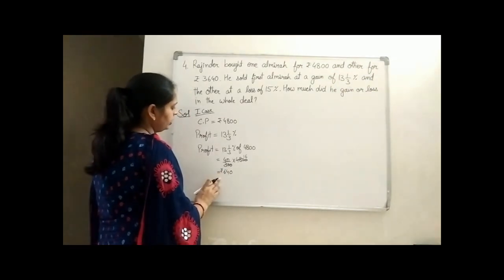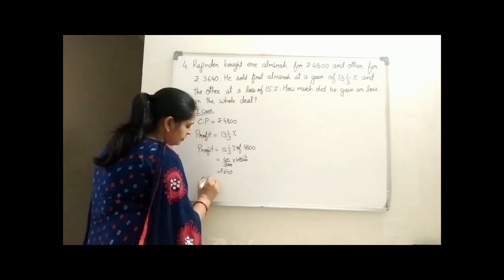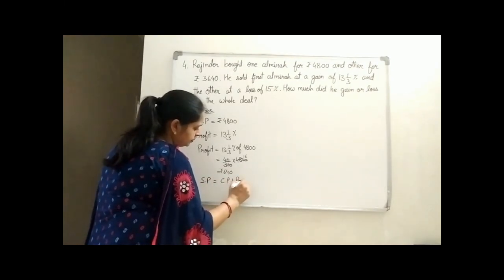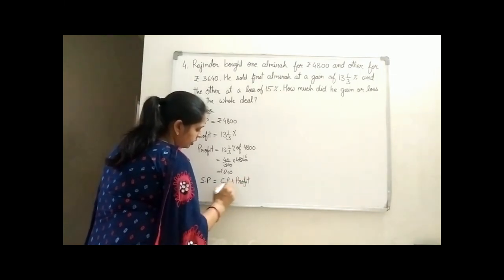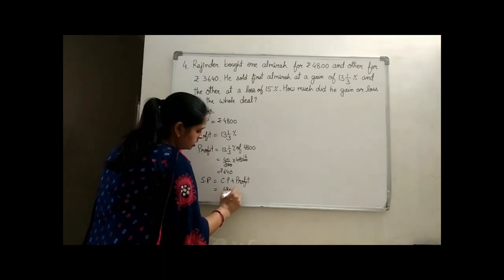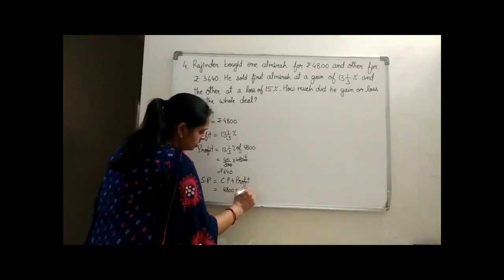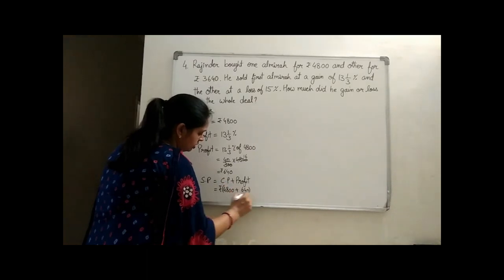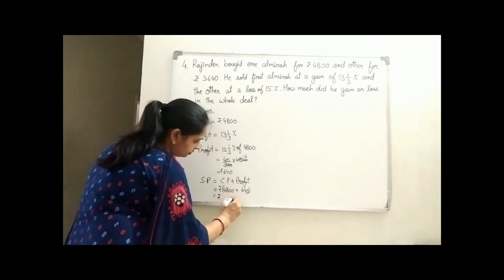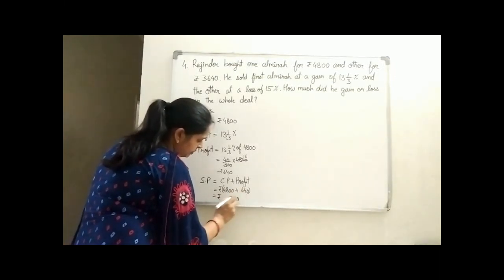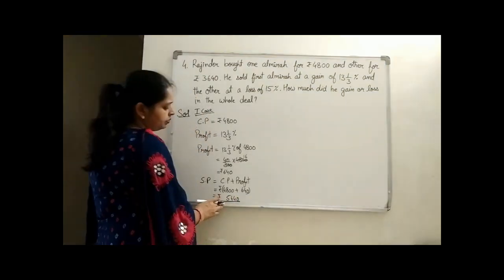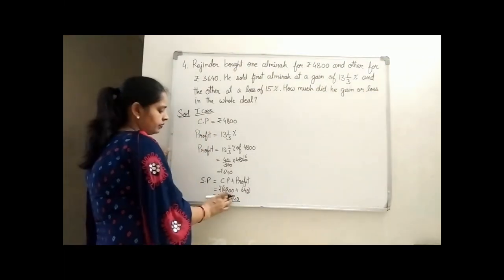If this much is the profit, then selling price will be equal to cost price plus profit. Okay. So we are having cost price as 4800 rupees and profit he is getting as 640. So what is the selling price we are having? Selling price for the first Almirah is 40 and 8 plus 6 is 14. So yeah, he is having the selling price as 5440.